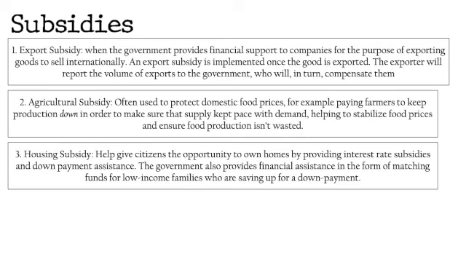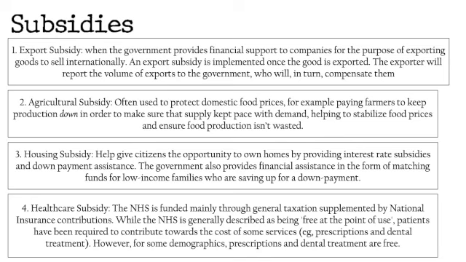A third one is a housing subsidy, which was quite common under David Cameron. And this is to help give citizens the opportunity to own homes by providing interest rate subsidies and down payment assistance. One example is matching funds for low-income families. And if you remember the Help to Buy campaign, you could put down 5% deposits because the government would match it.